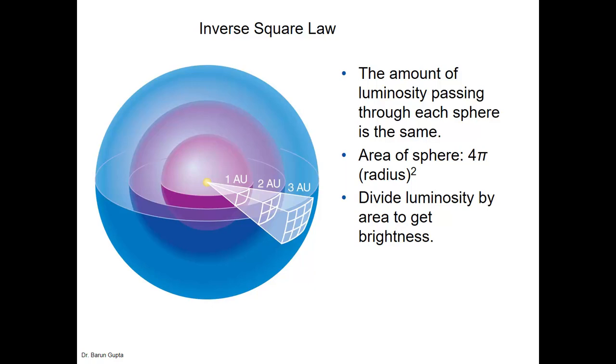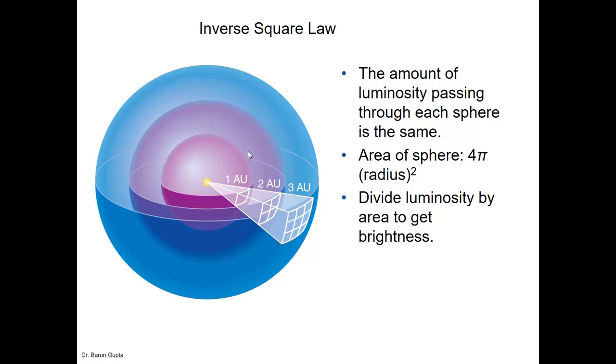So let's say here you have the Sun and you come up with an imaginary sphere. The total amount of light passing through each sphere is exactly the same. Whatever passes through this sphere must pass through this sphere too. Whatever passed through this sphere must pass through this sphere. So the total amount of light that passes through each sphere is exactly the same. The only difference is the area, the surface area.